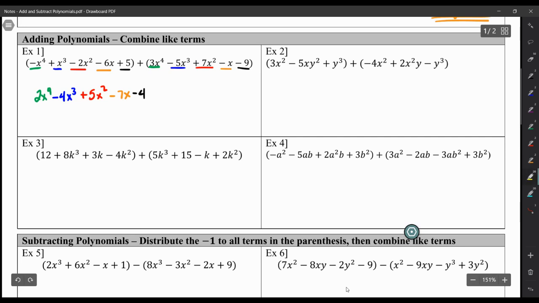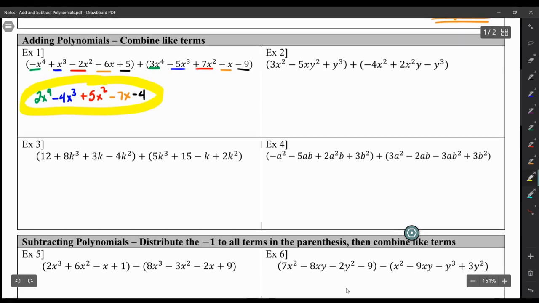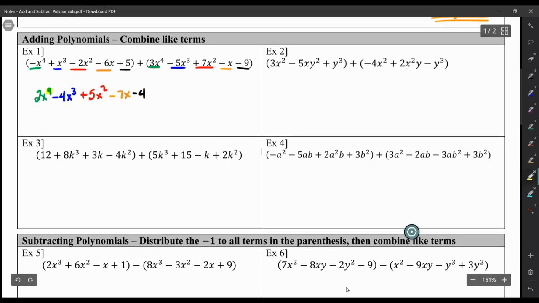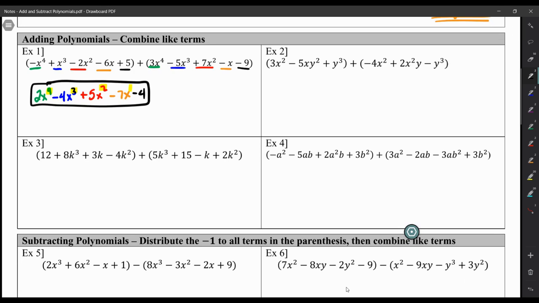The last thing we need to make sure is that this is in standard form. So we have 2x to the fourth, to the third, 2, 1, and no x's at all. So this is in fact in descending order of exponents. So this is my final simplified answer to the addition of the above polynomials. Now let's look at example 2.